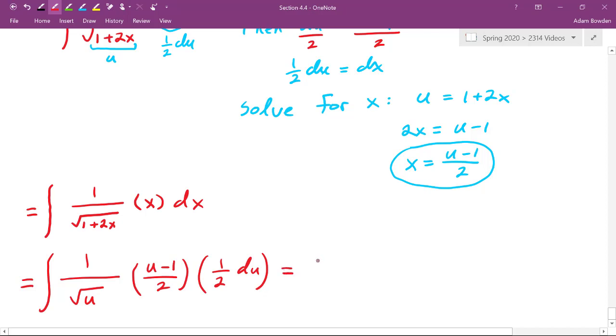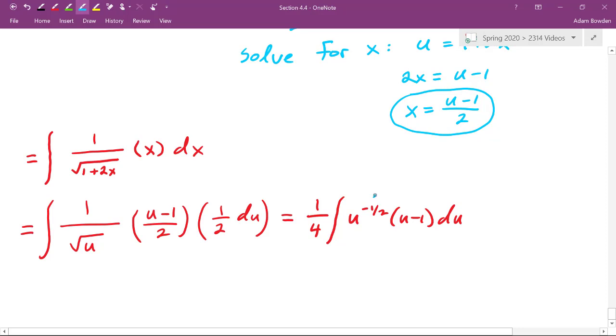Okay, let's change this up a little bit. We're going to bring out a 1/4 times the integral u to the negative 1/2 times u minus 1 du. Distributing u to the negative 1/2 here would give us 1/4 times the integral u to the 1/2 minus u to the negative 1/2 du.